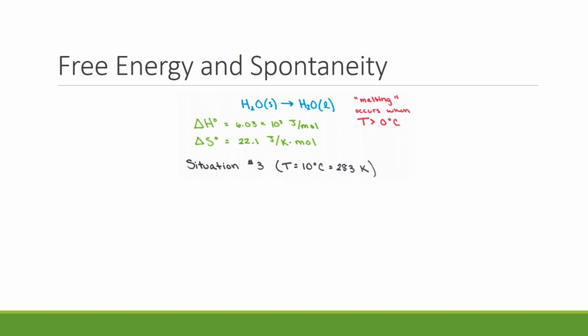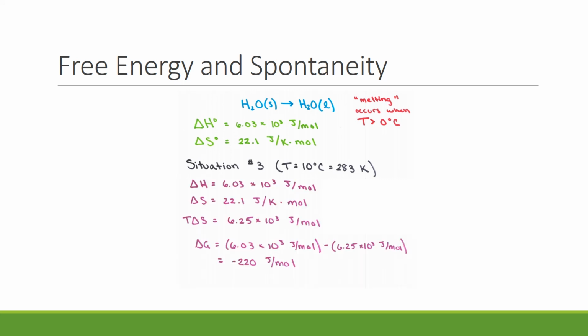The last situation is when the temperature is 10 degrees Celsius. We know that water melts at 10 degrees Celsius. It'll go from a solid to a liquid. So let's show that the delta G is negative 220 joules per mole. And we know that the forward reaction is spontaneous. So this just goes forward to prove that when delta G is positive, we have a non-spontaneous reaction. When delta G is negative, we have a spontaneous reaction. When delta G is equal to 0, we have equilibrium.